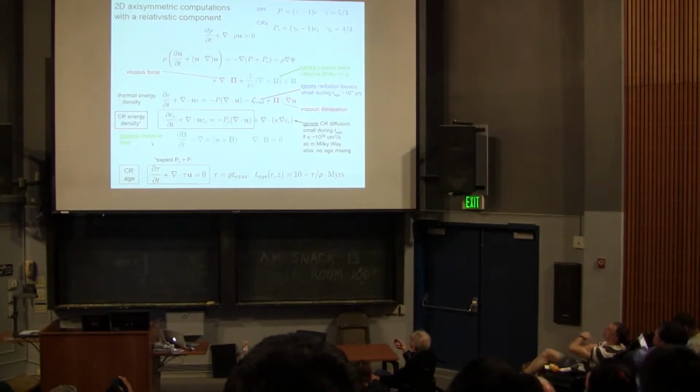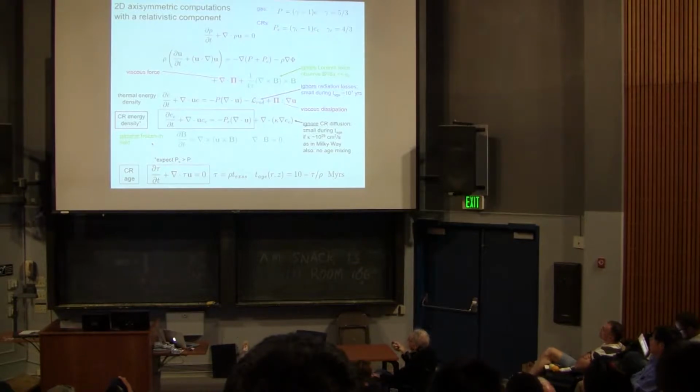And what I did here was to do 2D axisymmetric computations with all the standard MHD equations, except I include now the energy density of the cosmic rays. I'm ignoring the diffusion of cosmic rays. So this is like a second fluid. So there are two fluids here. There's the thermal energy density of the gas, and then there's the cosmic ray energy density, which is relativistic.